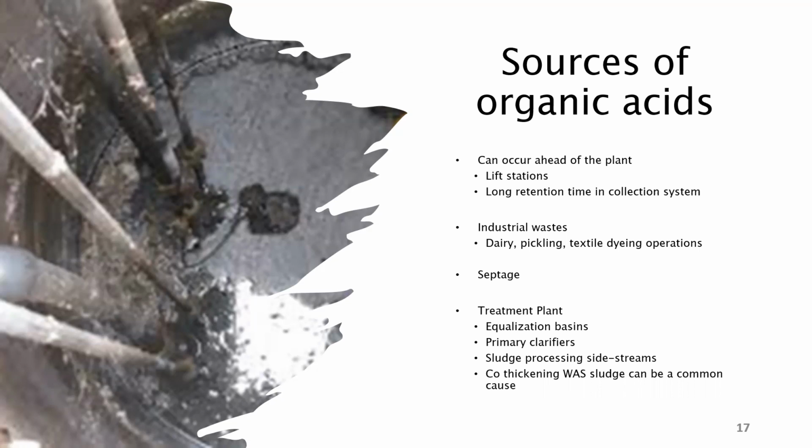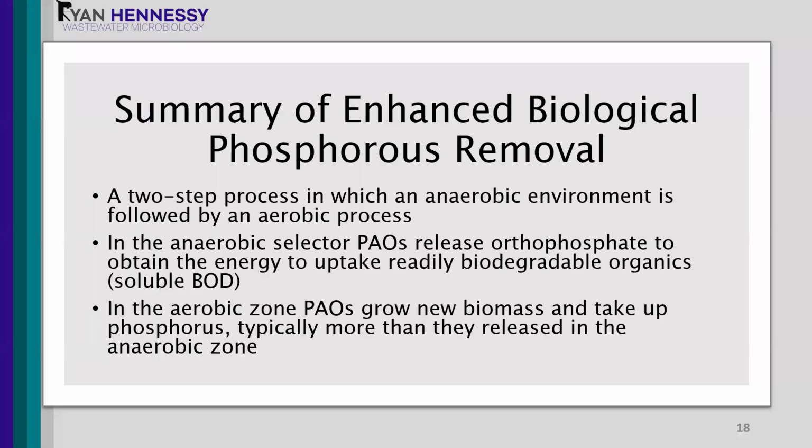And then there's also areas of the treatment plant where organic acids can be formed. And we'll talk about how that can become kind of a double-edged sword, where it can be really beneficial for biological phosphorus removal in the right amounts. But if we have too much septicity, it can also cause some trouble. So basically, in enhanced biological phosphorus removal, we have a two-step process in which we have an anaerobic environment, an anaerobic selector, and it's followed by your aeration basin.